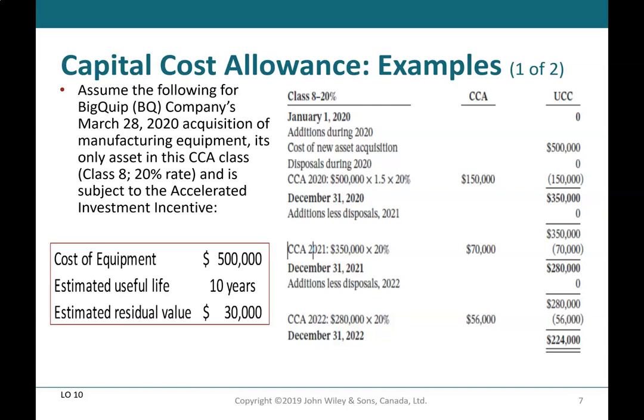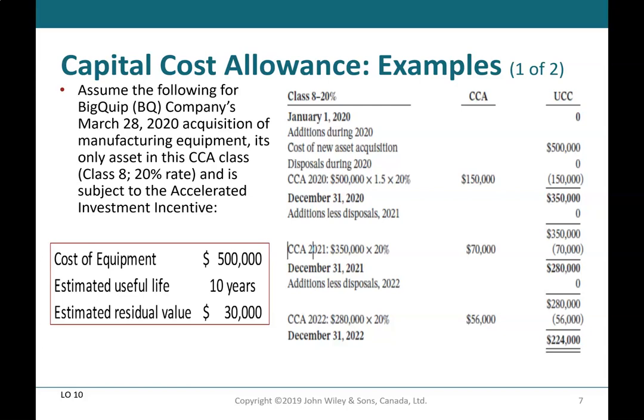So on January 1st, 2020, the opening UCC balance was 0. The cost of the new asset was $500,000. The CCA for the first year at the accelerated 1.5 rate is $150,000, and the ending balance in 2020 is $350,000. Then the CCA in 2021 is $350,000 times 20%, which gives you CCA of $70,000. And so the new UCC balance at December 31st is $280,000.